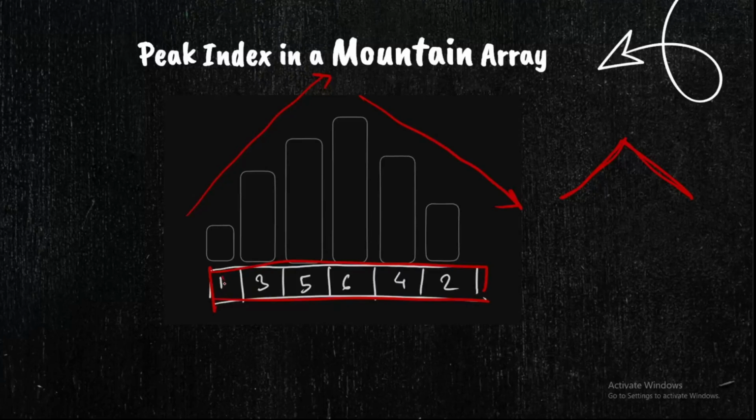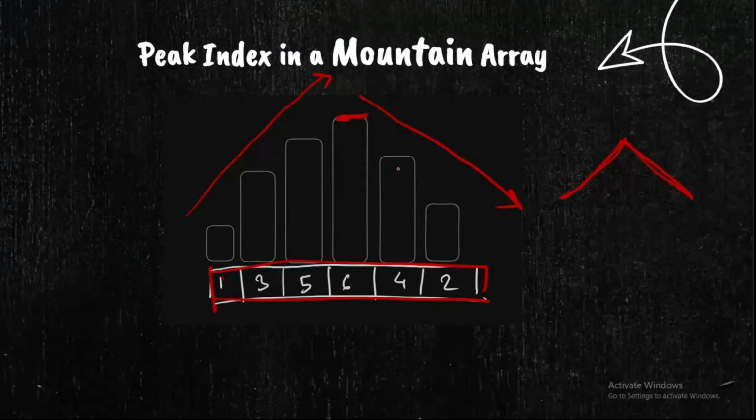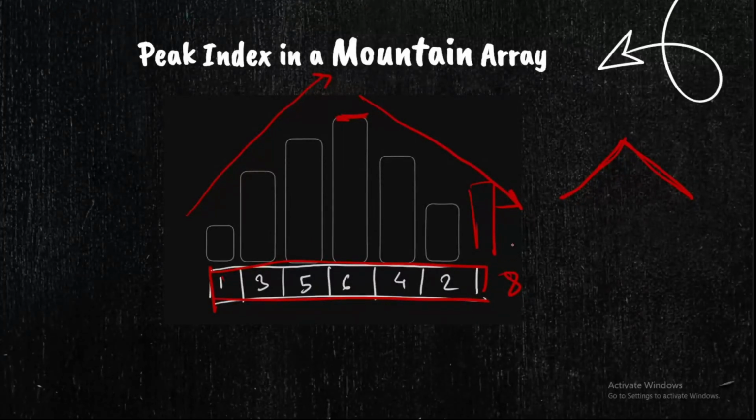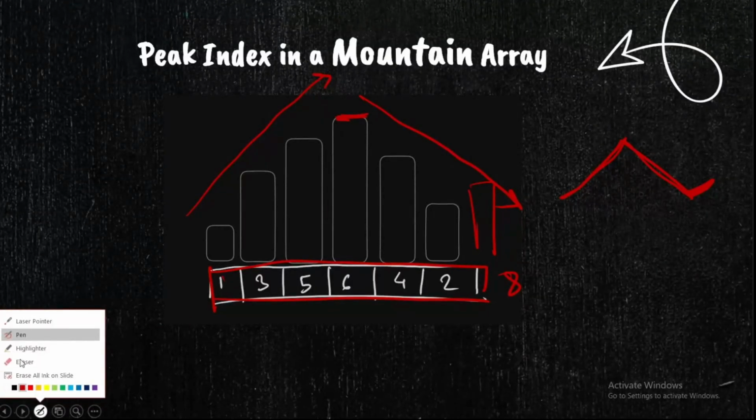You can see the first elements are 1, 3, 5, 6, and it was increasing up to this point, and this is the peak. This is the absolute peak, the maximum value of the array. And after this, it steadily declines. If something like 8 appears here, then this cannot be called a mountain array. This is something else, because the steady decline was interrupted by a larger element here. So that was not a valid mountain array.